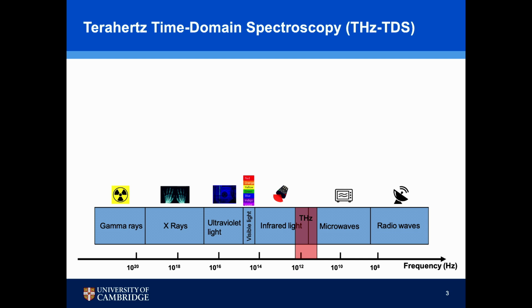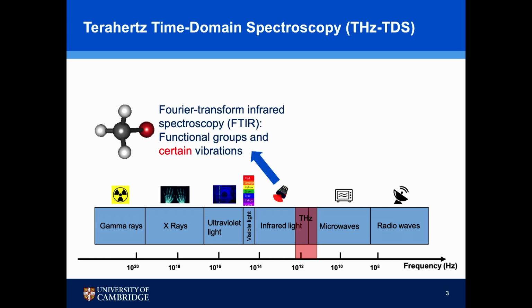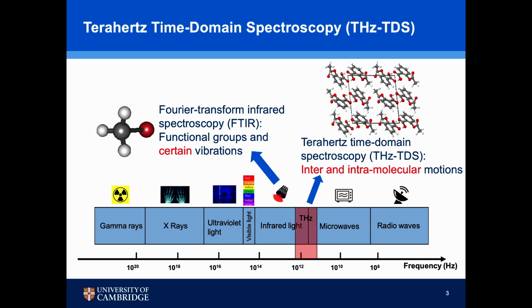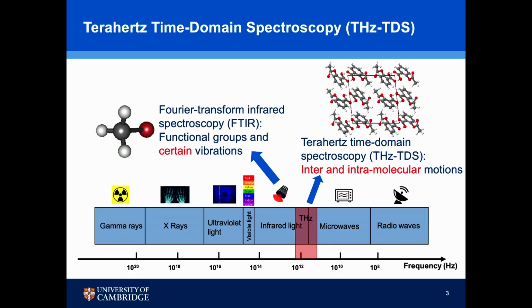Some of you may not be very familiar with the Terahertz time domain spectroscopy, so let's start with the Terahertz radiation first. The Terahertz radiation is located between the far infrared and the microwave regions on the electromagnetic spectrum. Unlike FTIR, which you might be more familiar with, which can probe the functional groups and certain vibrations, the Terahertz time domain spectroscopy can probe the inter- and intramolecular motions, making it very sensitive to the structure of the crystals. It can be used for this project about detecting different types of hydrate forms, and it's also very useful for polymorphs as well.